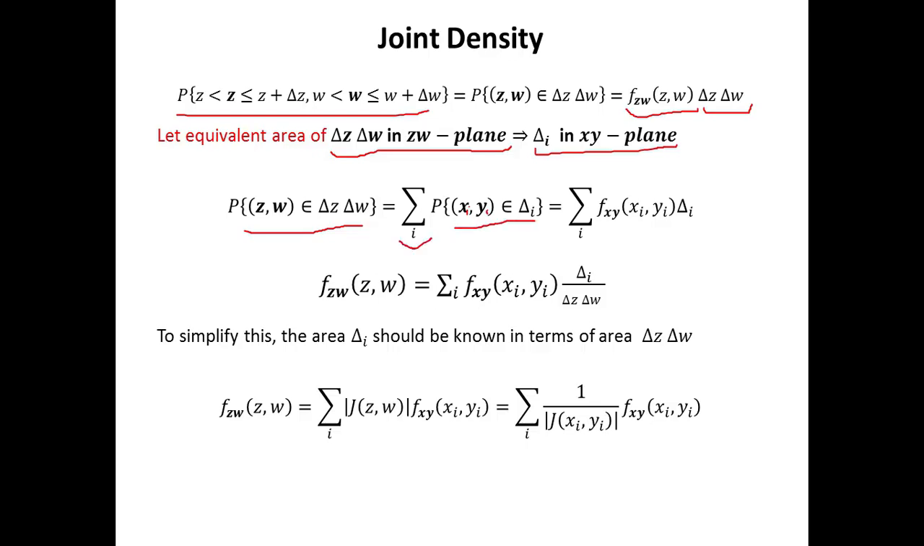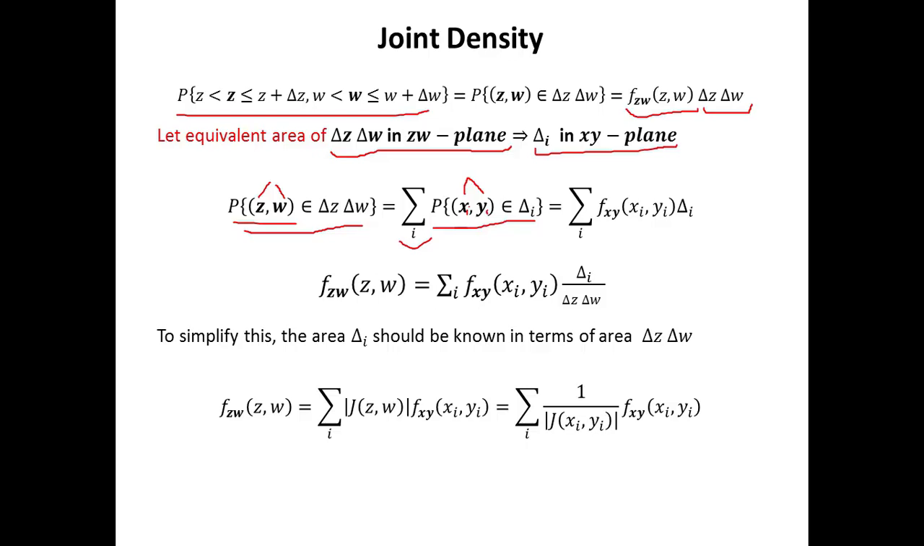Why is the summation used here? Because for a given Z and W, there are many possible solutions in X and Y. So for a given Z and W probability, we are clubbing all those possible probabilities of those solutions. Because of this reason, summation over I is used. So summation over I of the probability that xi yi belongs to delta I.